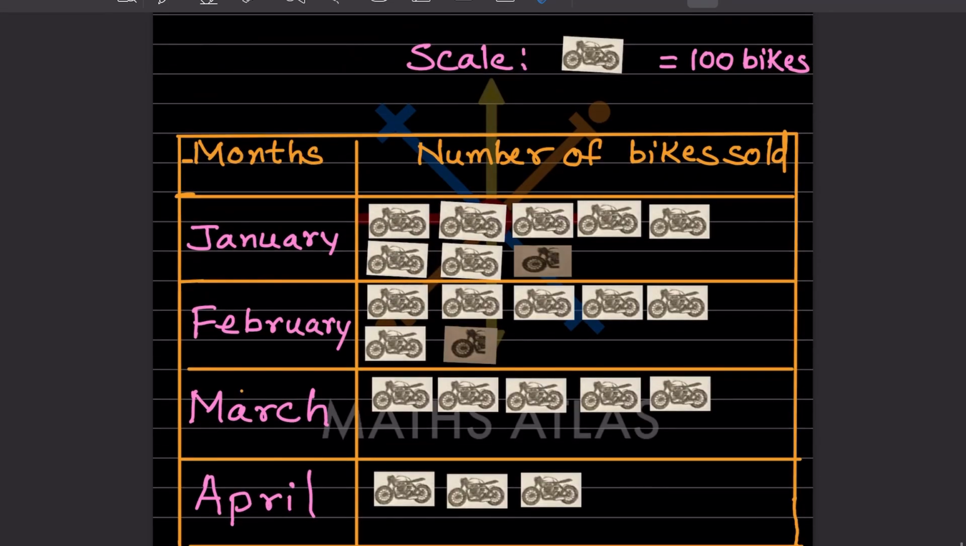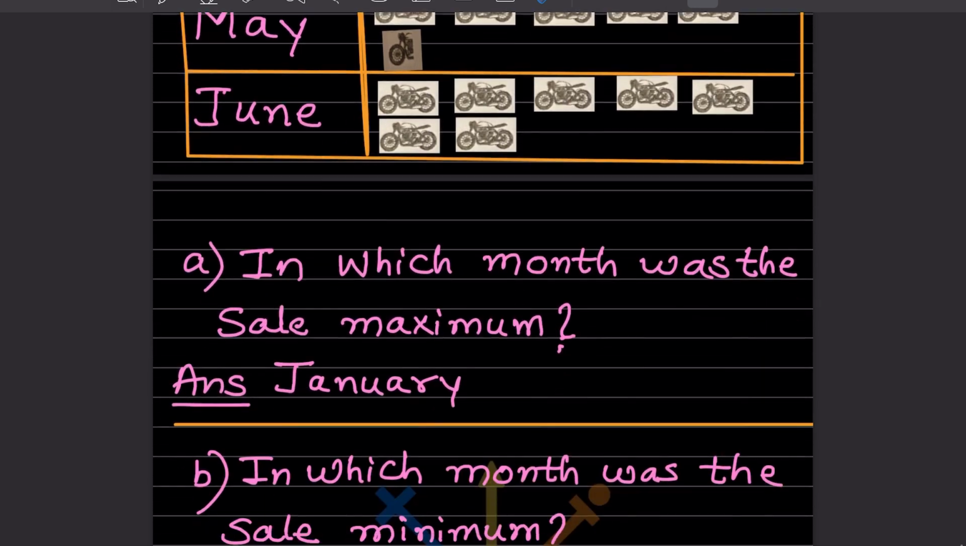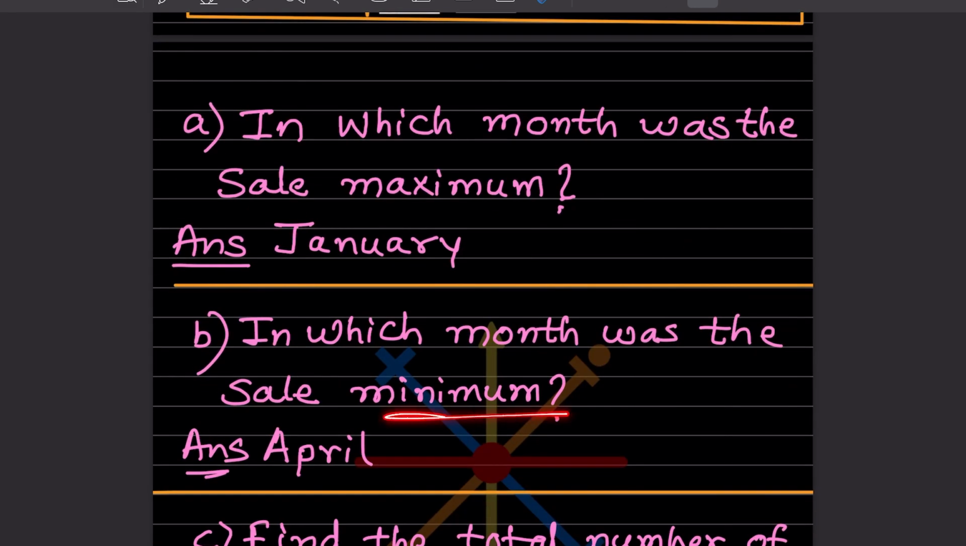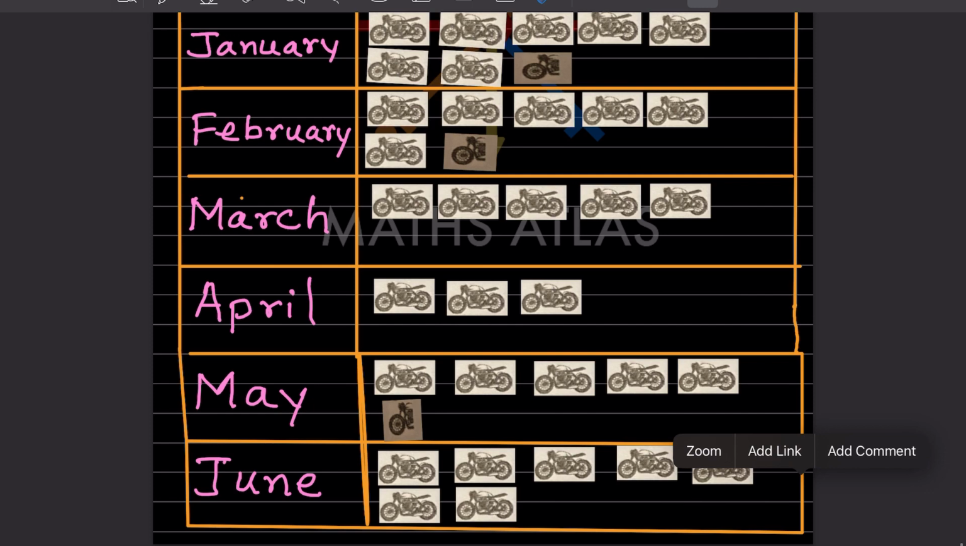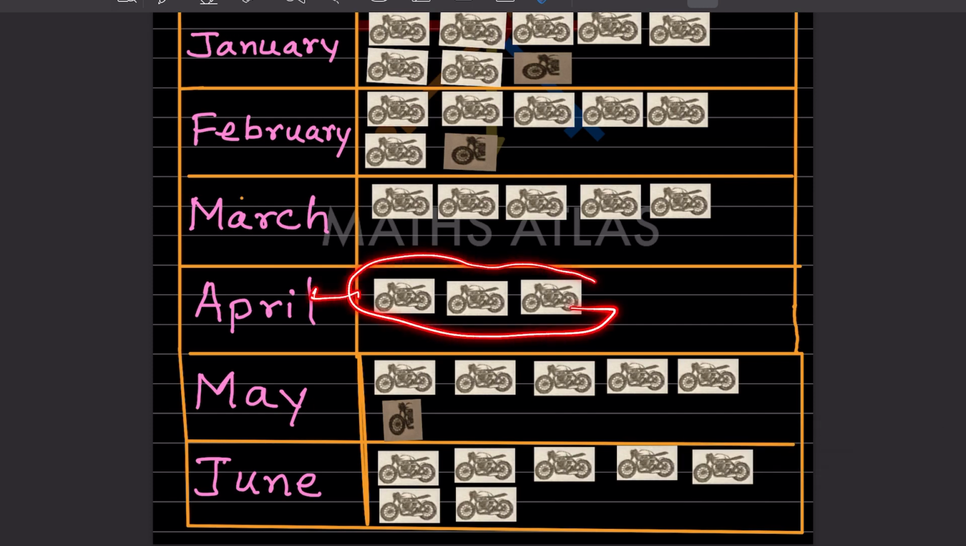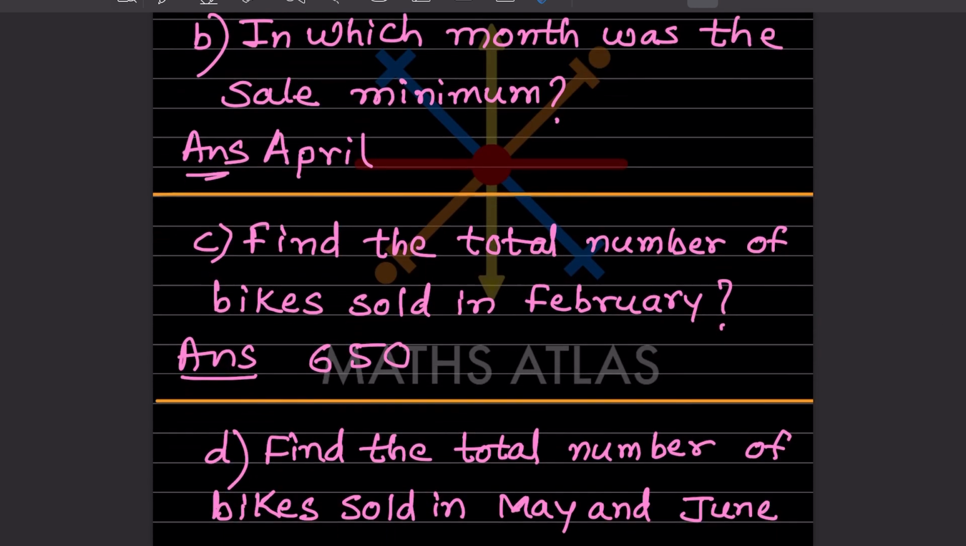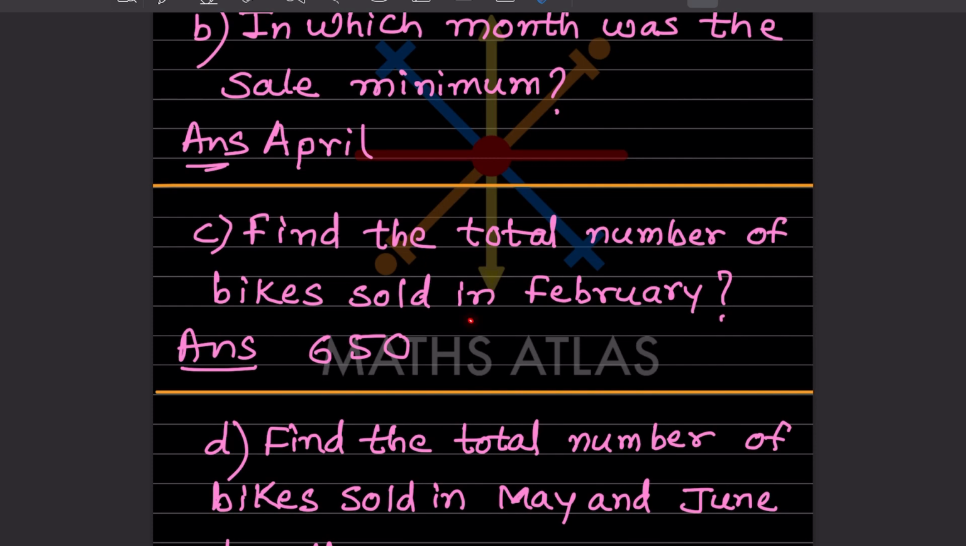So can you see here? Here we can see the maximum number of bikes. So in January, the sale was maximum. Now in which month was the sale minimum? We can see here only here. This was minimum, so we can say April. Find the total number of bikes sold in February.